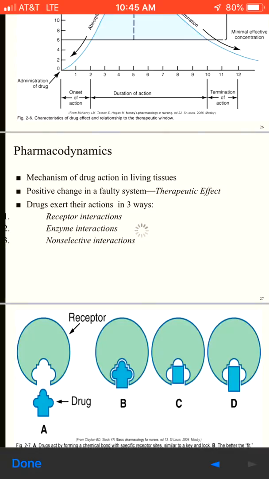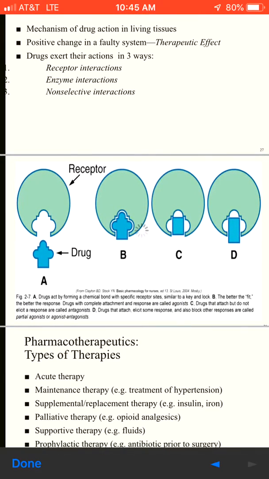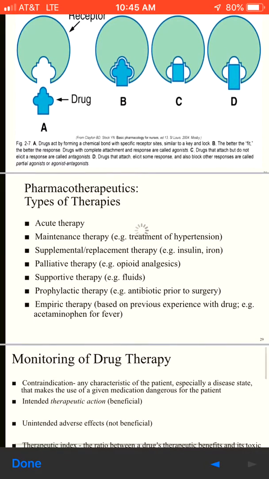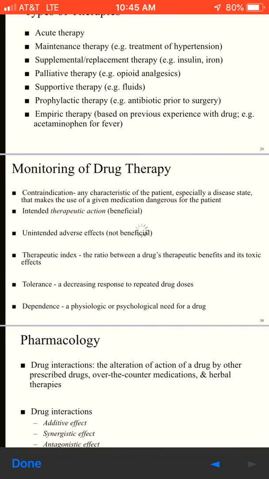what that means, and which medications that is really important for, and then pharmacodynamics. This diagram shows about the different receptor sites and how the drugs enter the body, or the receptor sites. And for pharmacotherapeutics, there are different types of therapies. It can be acute, maintenance, supplemental, palliative, supportive, prophylactic, and empiric therapy. So make sure you know those definitions and what they mean.